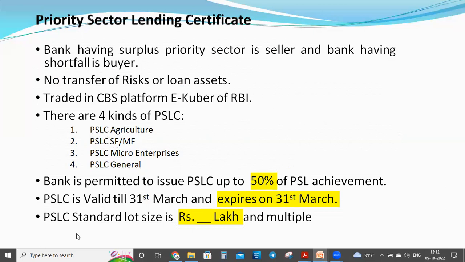Okay, and यहाँ पे आपको फ्रेंड्स बताना है for priority sector lending certificate standard lot size is dash lakh and multiple. So what is the minimum lot size for priority sector lending certificate? वो कितने amount का होना चाहिए? Okay, so let's see what is the correct answer, and the correct answer is 25 lakh. तो minimum जो priority sector lending certificate का जो size है that is 25 lakh and in multiple. Okay, friends. So these are the most expected questions from priority sector lending topic.